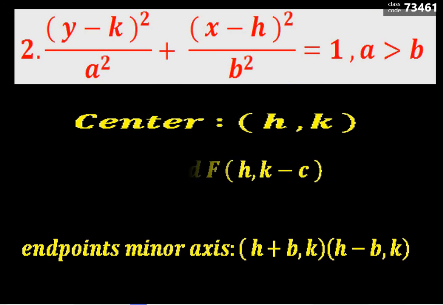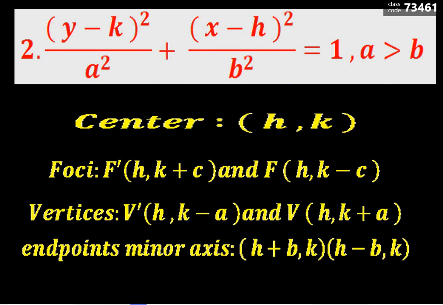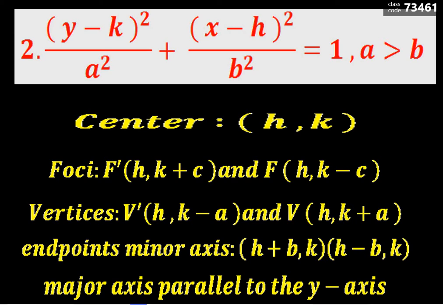Okay, for the number 2 equation, look at this. a is still greater than b. But this time, it is the square of (y minus k) all over a squared plus the square of (x minus h) over b squared equals 1. So take a look at the difference. The center here is the same, (h, k), any point on the quadrants, but not the origin.